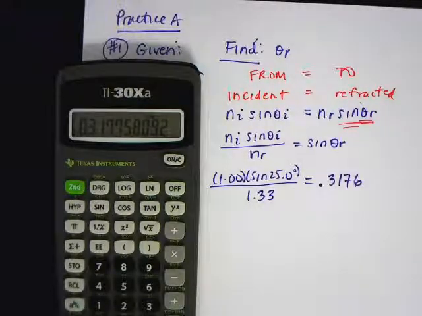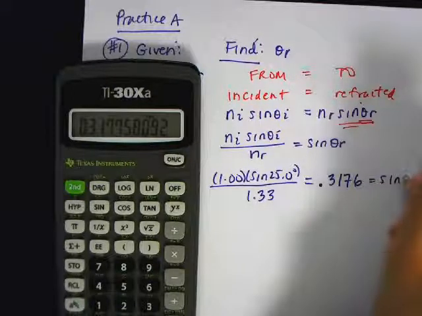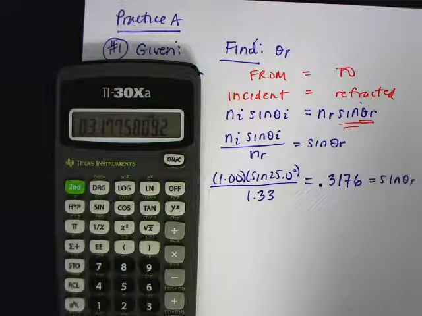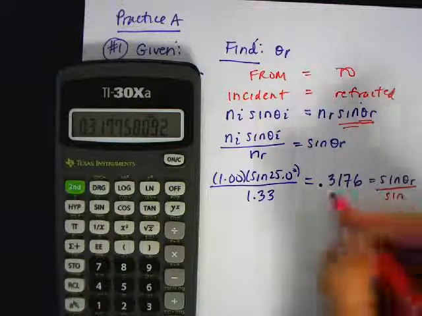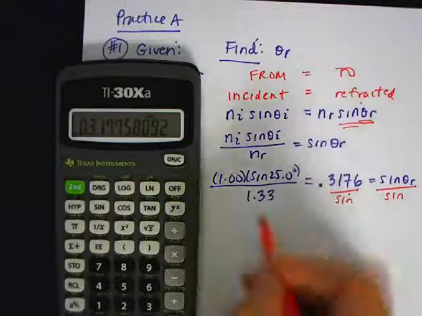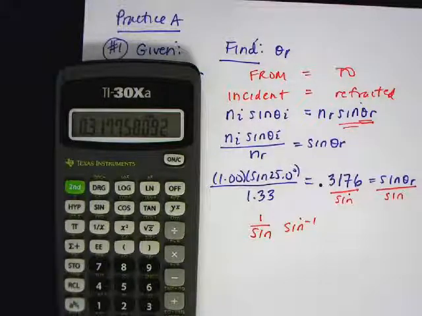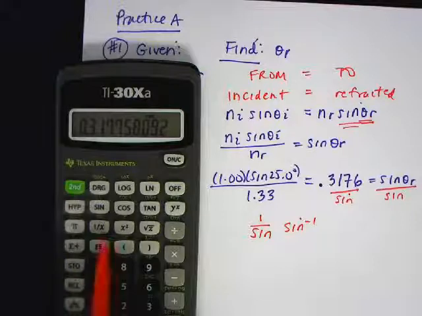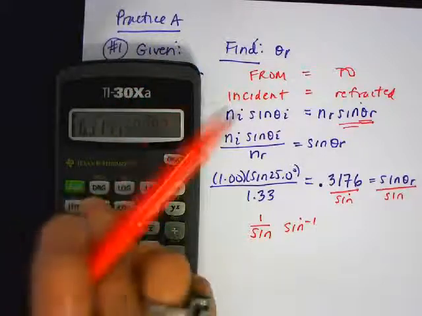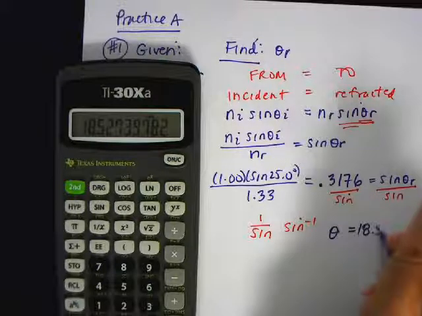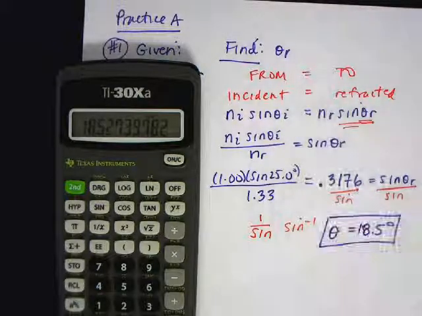Now is that my angle? No. That's sine of theta r. But I don't want sine of theta r, I want just theta r. So remember, dividing by sine means 1 over sine, which means sine to the negative 1 on your calculator. On my calculator, behind the sine button, I see it says sine to the negative 1. So I press second sine, and now it gives me my angle, and it says theta is equal to 18.5 degrees. And that's how I do it correctly on my calculator. And that's it.